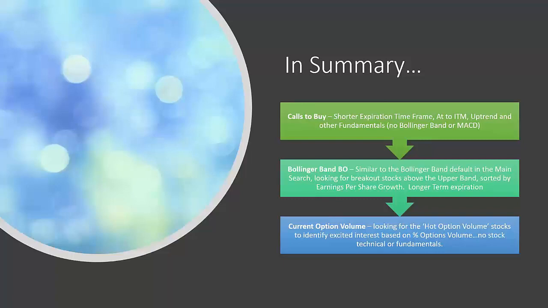Instead of 0 to 85 days for the calls to buy, it's looking for 75 to 150. And the current option volume is not using any technicals or fundamentals, but it's looking for the hot option volume stocks, those that are showing an increase in option volume compared to the average over the last 30 days. And it's looking to find those stocks, identify excited interest based on the options volume, more of trying to follow the money as opposed to using stock technicals and stock fundamentals to find a position or to look for a specific type of technical, such as the Bollinger Band breakout.